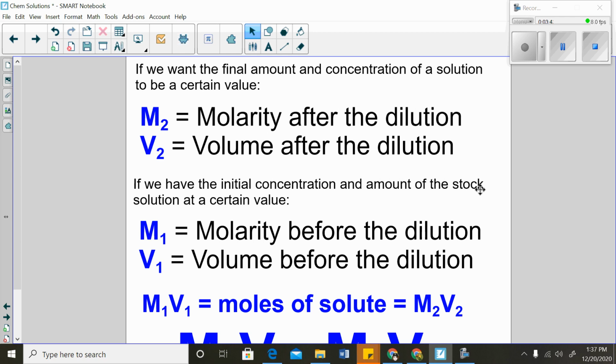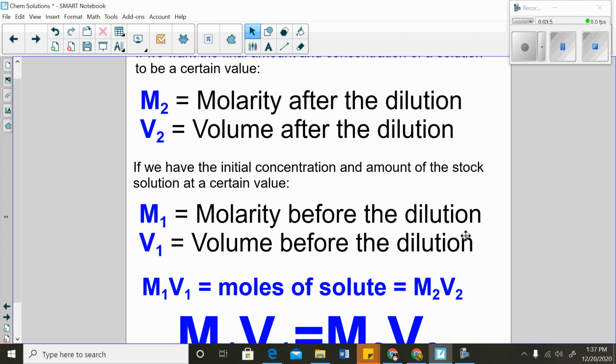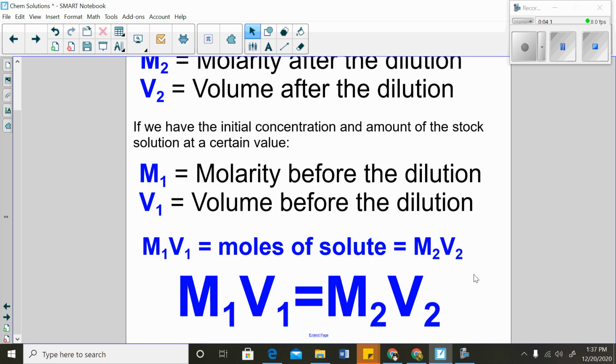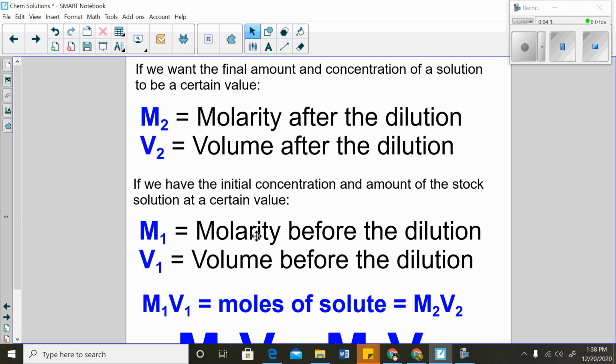Now, if we have the initial concentration and amount of the stock solution at a certain value, that's M1, the molarity before the dilution. That's the stock solution that we have on hand, and we will know its molarity. We will also have V1, which is the volume before the dilution. We know how much we're going to have. So if we put this together, if our moles is going to stay the same, and from back here we knew that M times volume equals mole, we don't need the moles now.